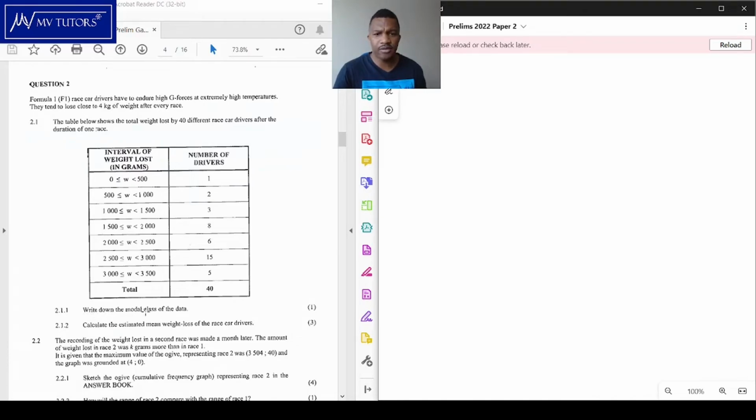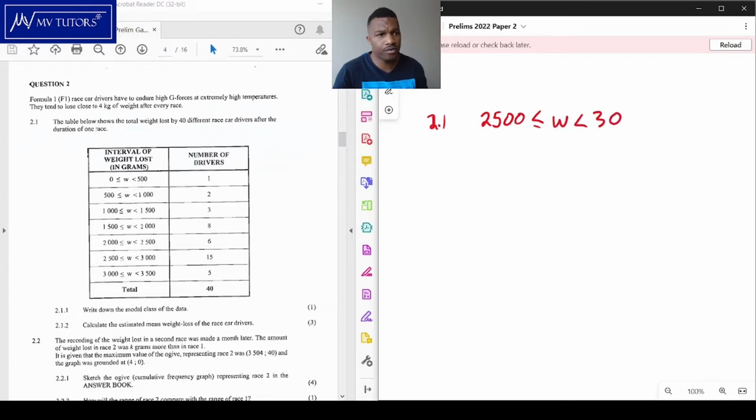Then they say write down the modal class of the data. Now, what is the mode? If you remember what a mode is, it's the one that occurs the most, or the one with the highest frequency. Okay, so which one has the highest frequency? It is 2500 to 3000, because it has a frequency of 15 drivers. So let's put it like that. We're going to say 2500. We'll put it exactly like it's given there.